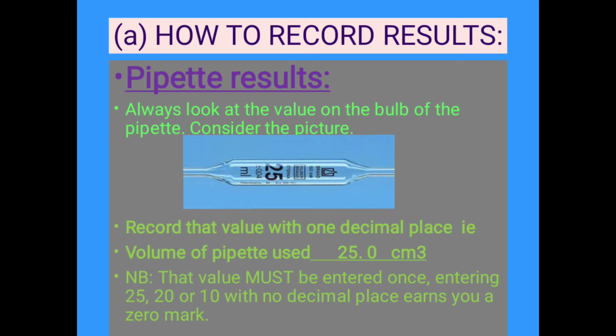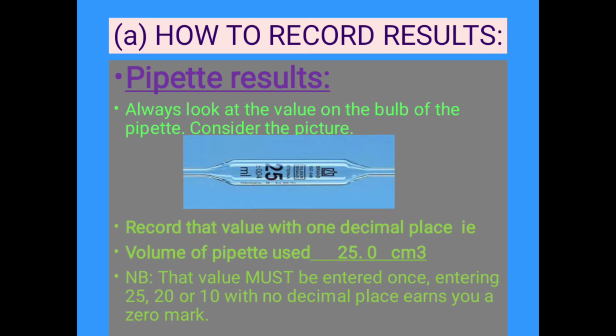But if we are to record this volume for examination purposes, we shall not write just 25. We shall write 25.0. In other words, pipette volumes must be recorded with one decimal place. So therefore, we are supposed to write 25.0.